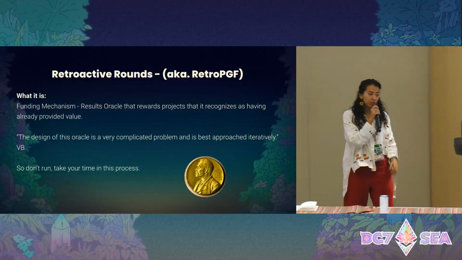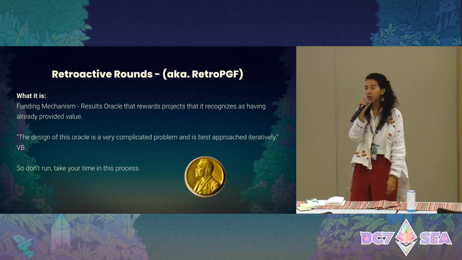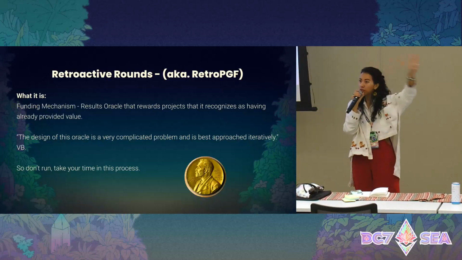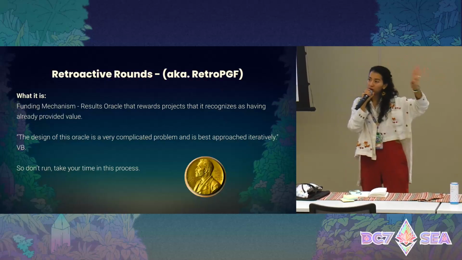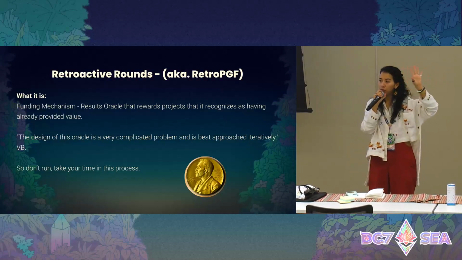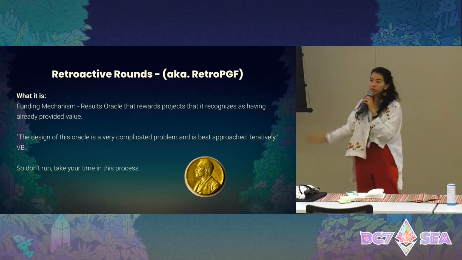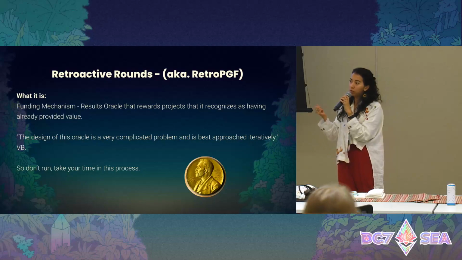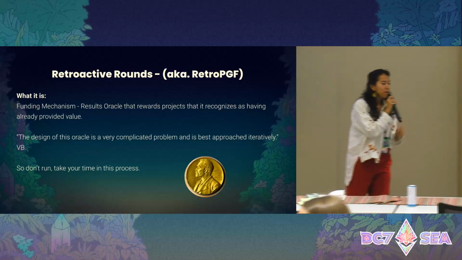And so retroactive rounds are a funding mechanism. You might have heard them as retroactive rounds, which is the latest rebranding that Optimism has given to this funding mechanism. But previously, and I think it's more widely known as RetroPGF, retroactive public goods funding rounds.